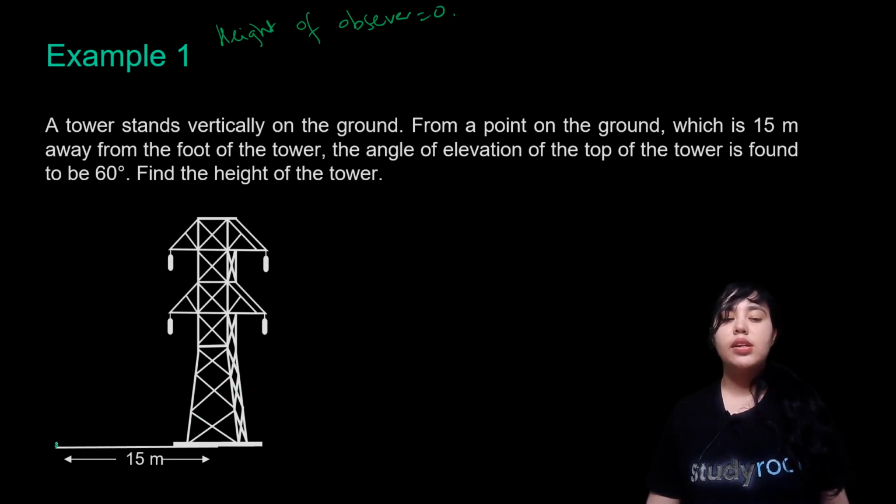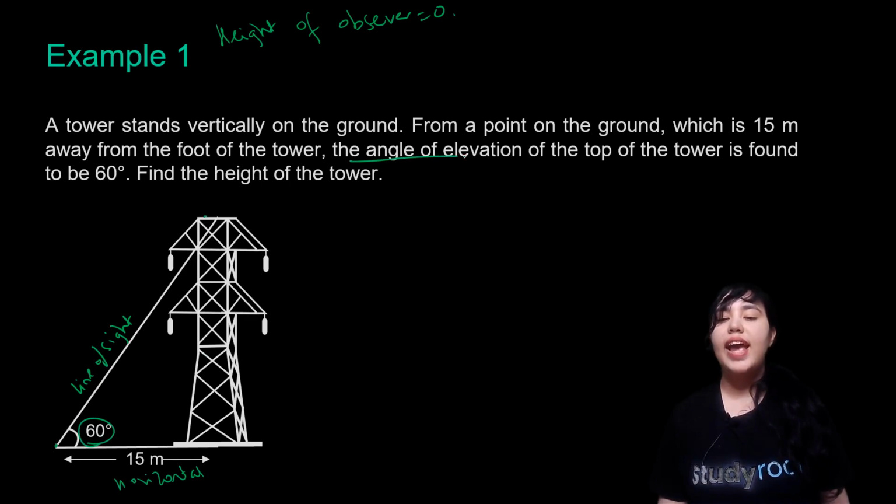What will be the line of sight? This eye and the top of this tower. That is what you're visualizing, right? So this is your line of sight, and the angle between this horizontal and line of sight, this is your horizontal, the angle between them is 60 degrees. This is basically your angle of elevation.